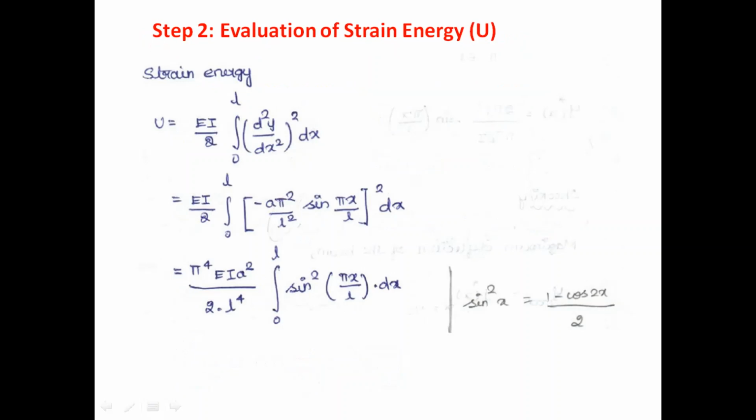This is the strain energy expression, the same expression: U is equal to EI by 2, integral 0 to L, d square y by dx square whole square dx. Here we are substituting the d square y by dx square that we have calculated. So it is minus a pi square by L square sin pi x by L, whole square, dx.